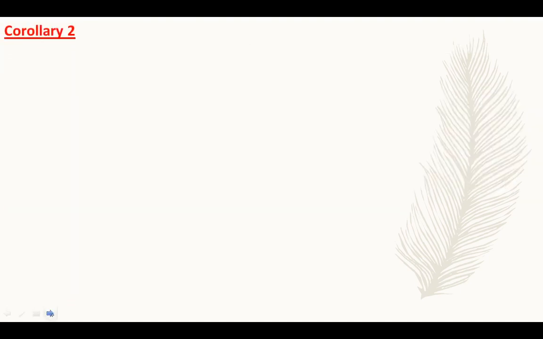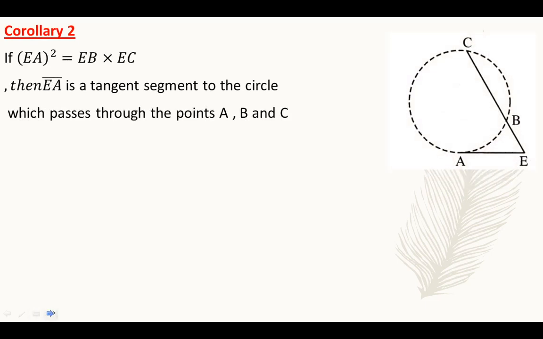Last example, corollary 2. Again, if you find that EA power 2 equals EB multiplied by EC, then EA is a tangent segment to the circle which passes through the points A, B and C. So if you can prove that EA power of 2 equals EB multiplied by EC, you can say that EA is a tangent segment to the circle passing through the points A, B and C.